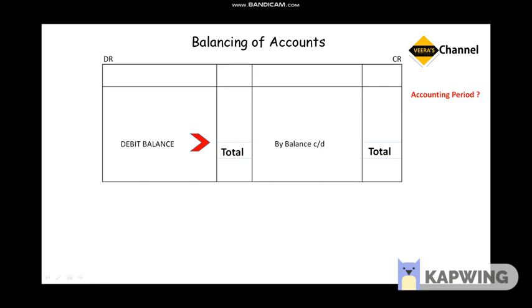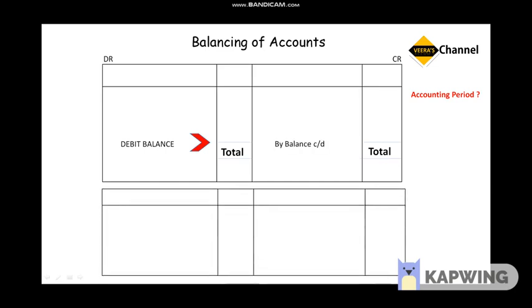Now whatever extra amount we have taken from debit side and put it under by balance carried down on credit side, we move that same amount to the debit side again in the next accounting period by writing as to balance brought down. Here another important thing to be noted is we write it as what?